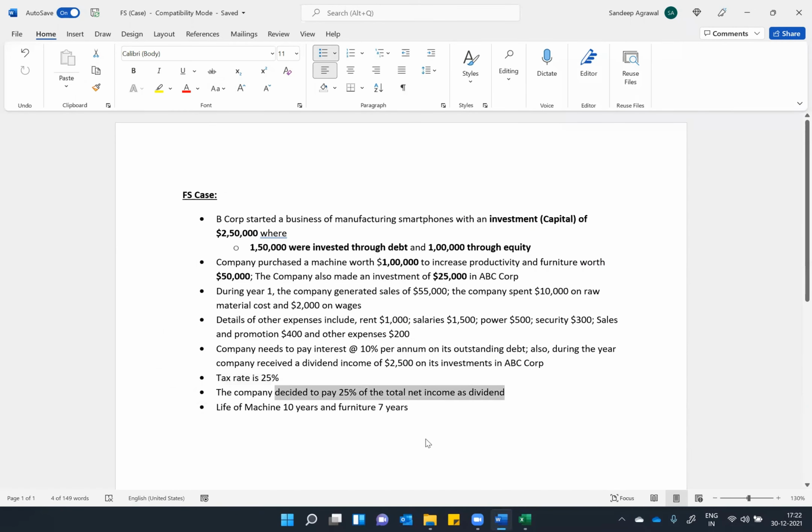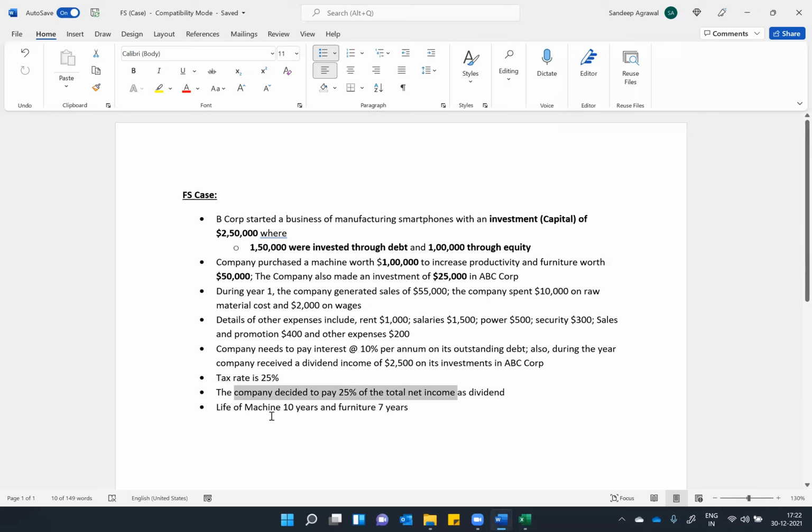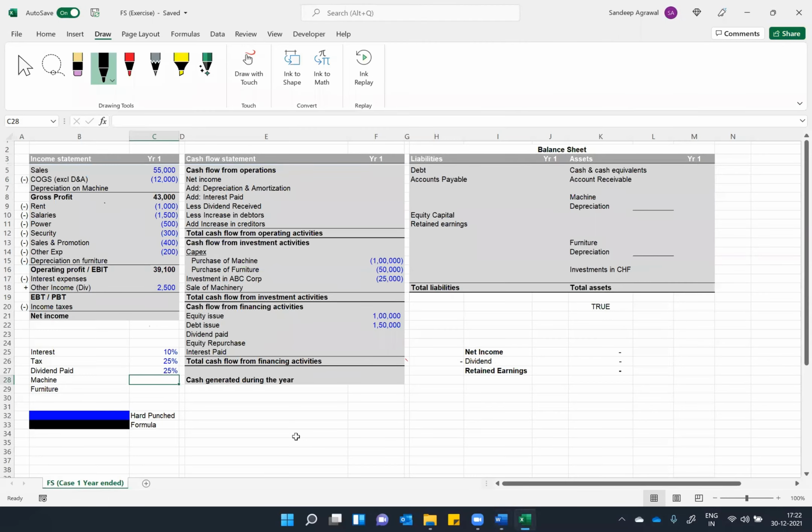Dividend paid, as it says that the company decided to pay 25% of income as dividend. So you will write 25%. Then the life of machinery is 10 years and furniture is 7 years. So we will proceed accordingly.